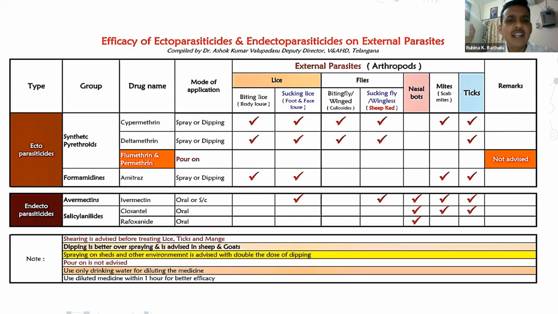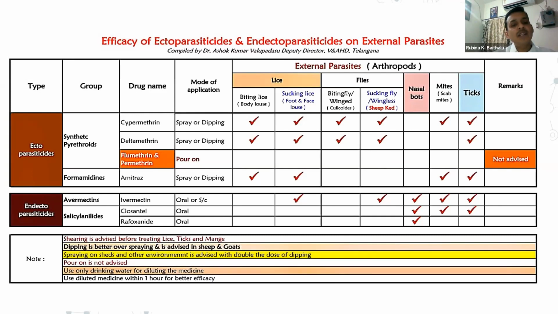It is not effective against the nasal bots. Deltamethrin is also effective against lice, like biting lice and sucking lice, flies, and the tick population. But flumethrin and permethrin are not advised. This is available as a pour-on application. As far as amitraz is concerned, you can go for spraying or dipping, and it is effective against lice as well as mites and ticks.